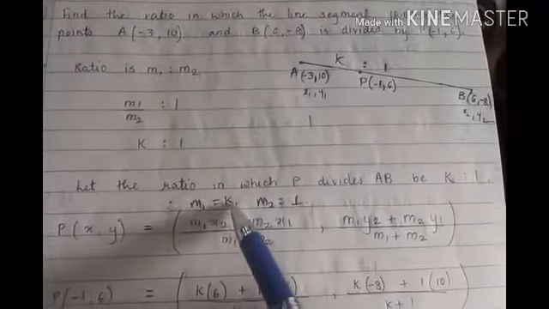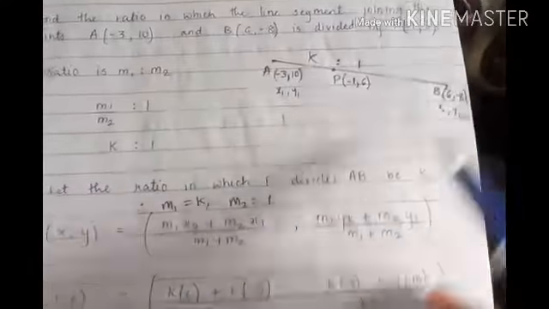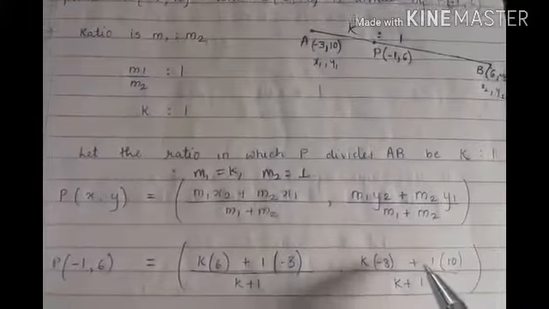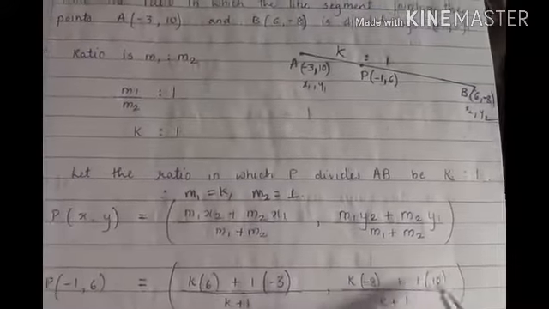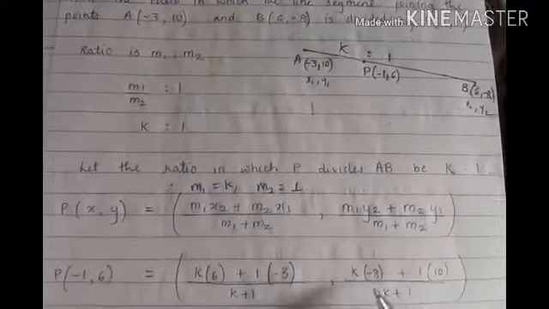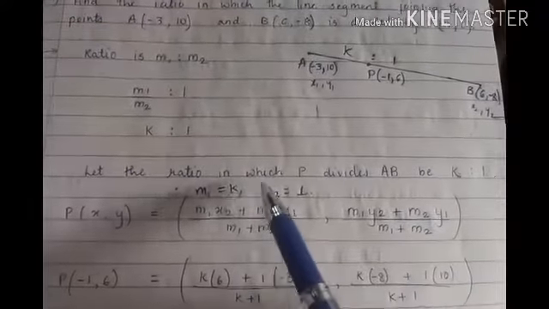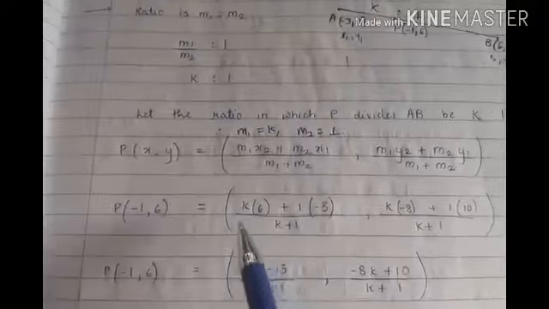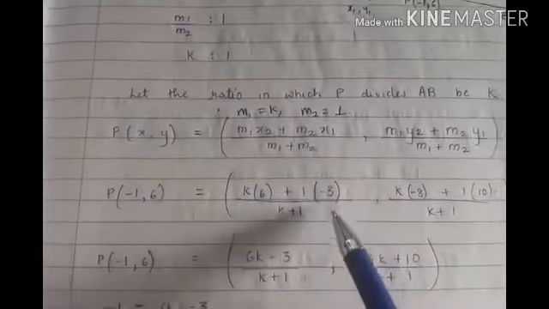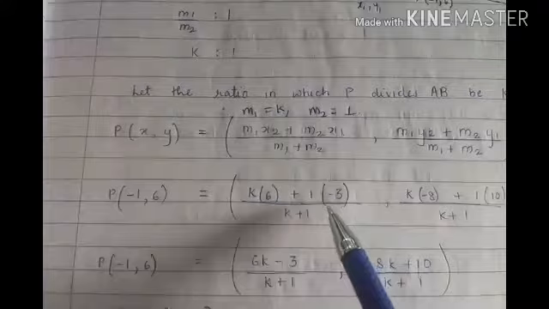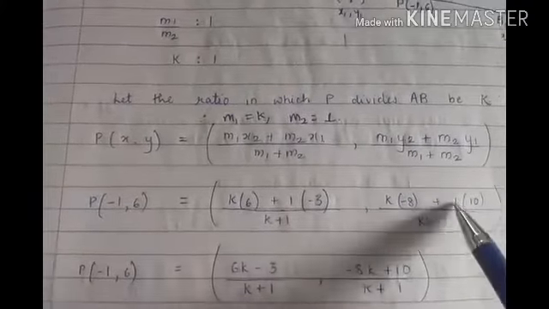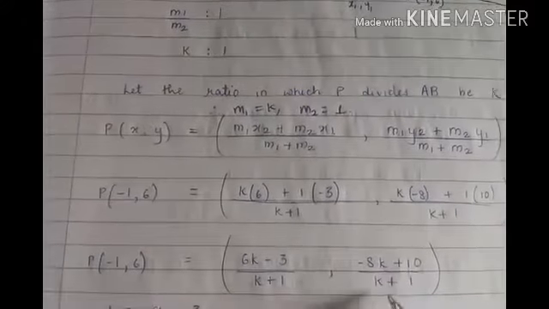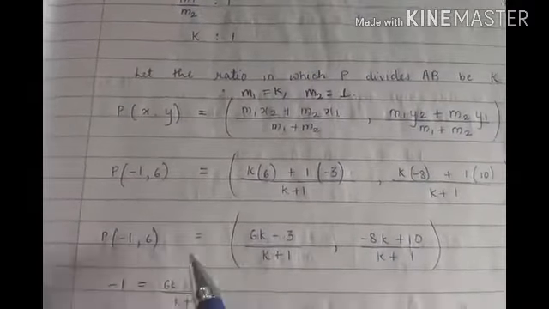Then comma, M1 Y2. M1 is K, Y2 is -8, so K(-8) plus M2 Y1. M2 is 1, and Y1 is 10, so 1(10) upon M1 plus M2, so K plus 1. Now 6 into K is 6K, minus 3 into 1 is -3, upon K plus 1, and -8 into K is -8K, plus 1 into 10 is 10, upon K plus 1. This is equal to P(-1, 6).